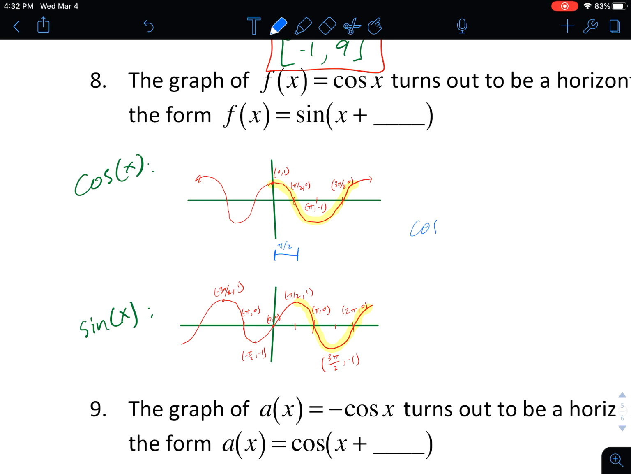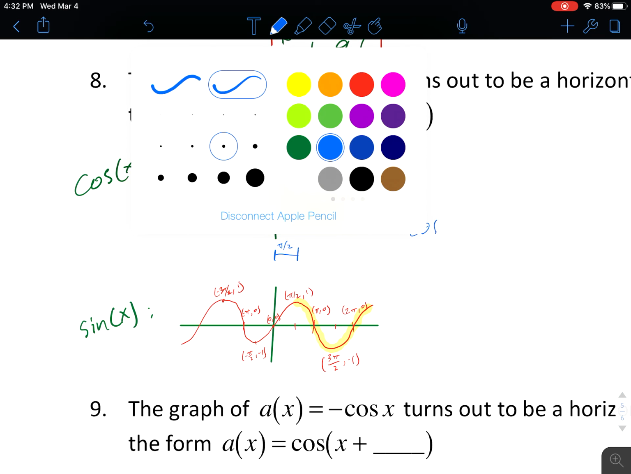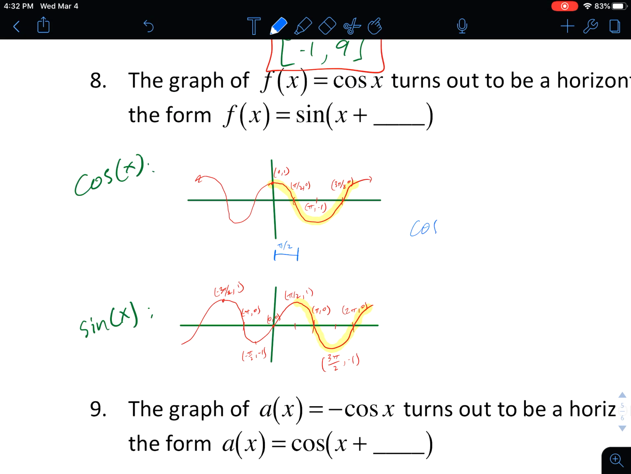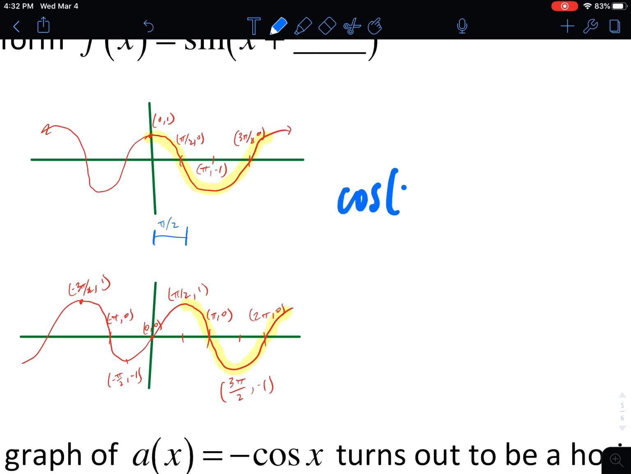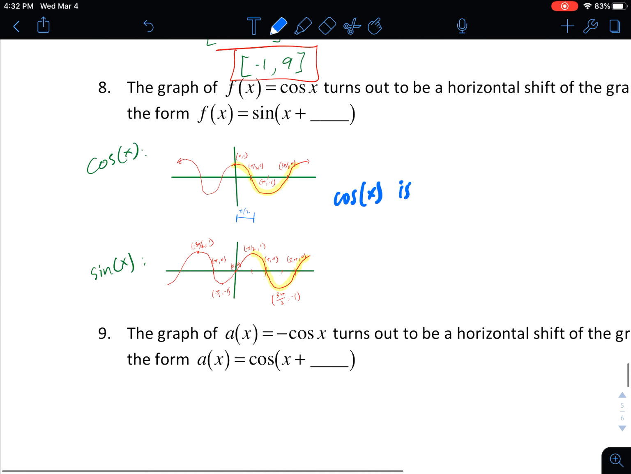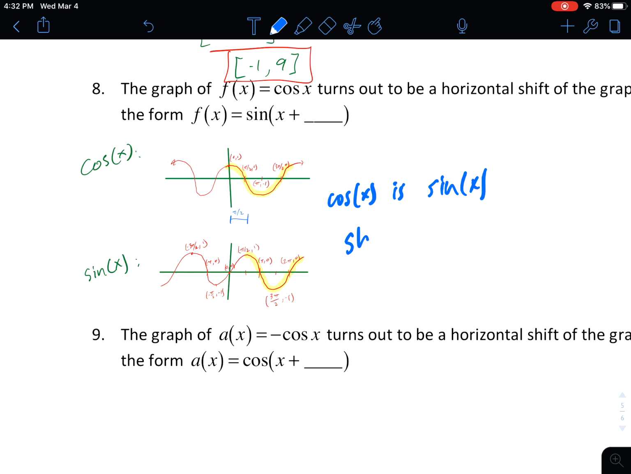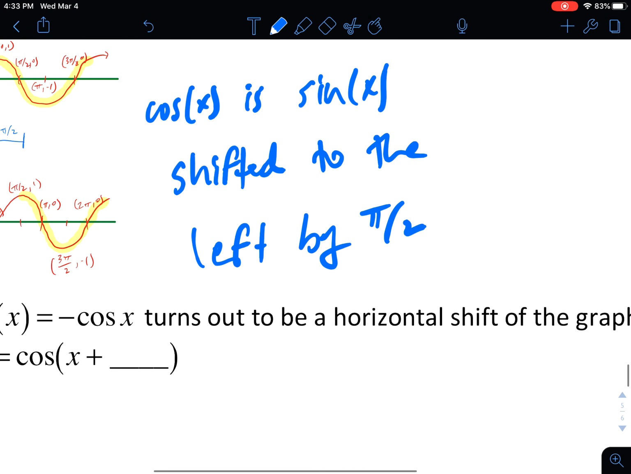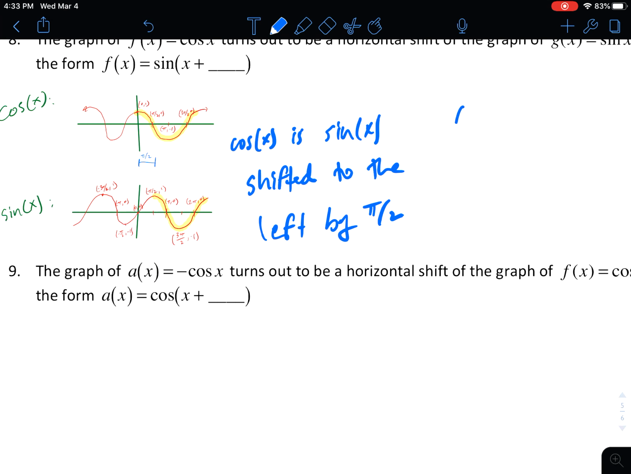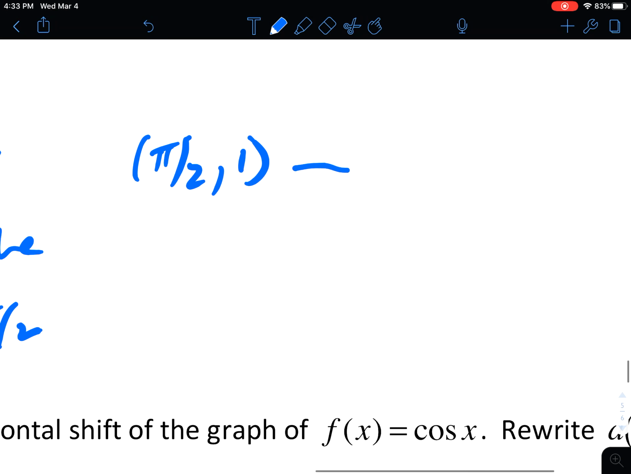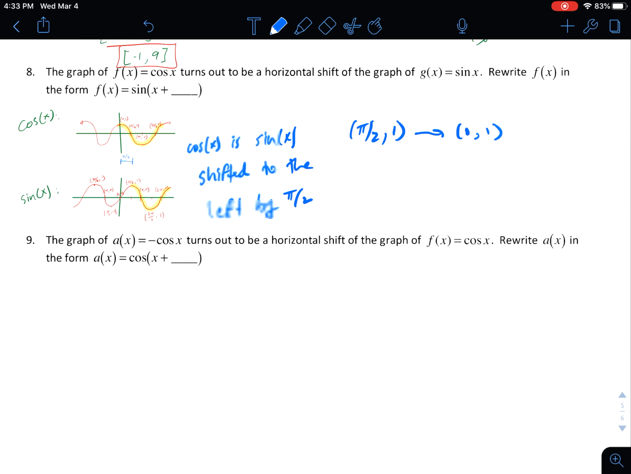we could say that the cosine curve is sine of x shifted to the left by pi over 2. And so it would be the sine curve, except the point pi over 2 comma 1 would be shifted over such that instead it was 0 comma 1.